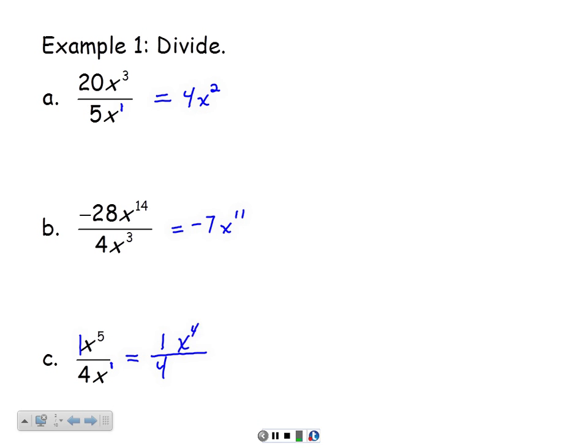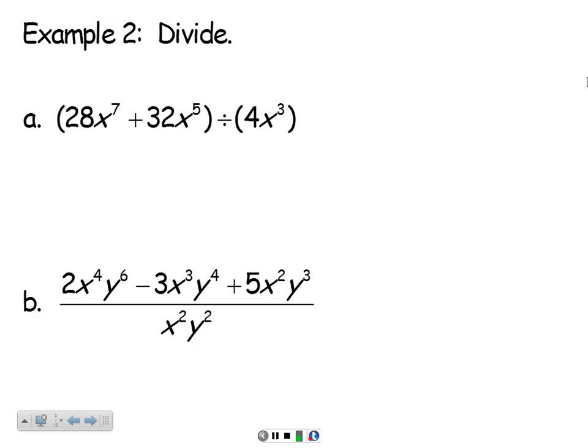And there's something that I want to show you here. So on top I have x, I'm going to expand this out, times x times x times x times x over 4x. Well, you know that anything divided by itself goes to 1. And so you're left with x to the 4th on top. And that's how you get that answer.